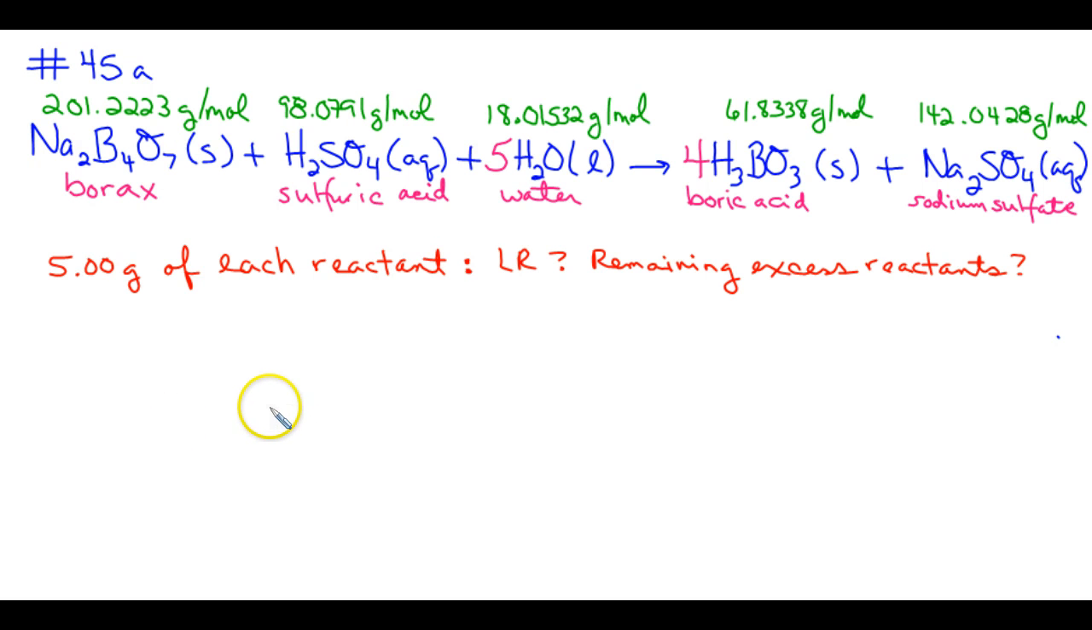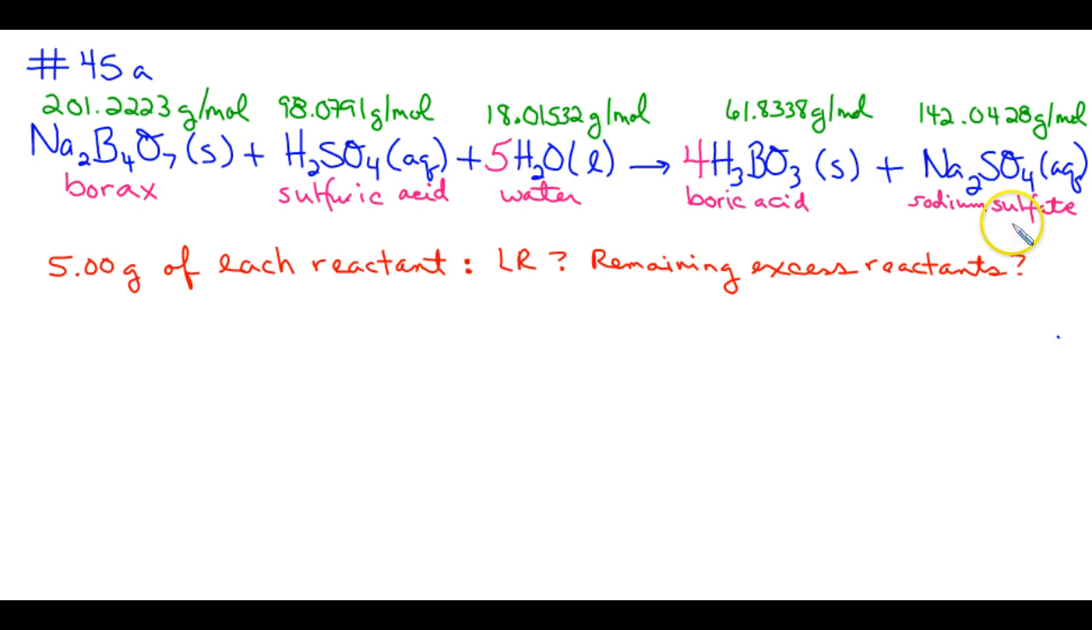This is number 45A from your homework. This is a limiting reactant problem, and I've gone ahead and written the equation for the reaction that was given to you in the book and balanced it. I have already looked up the molar masses for each species in the reaction so that I don't have to waste time calculating that within this recording, and also giving you names so that you know what I'm referring to.